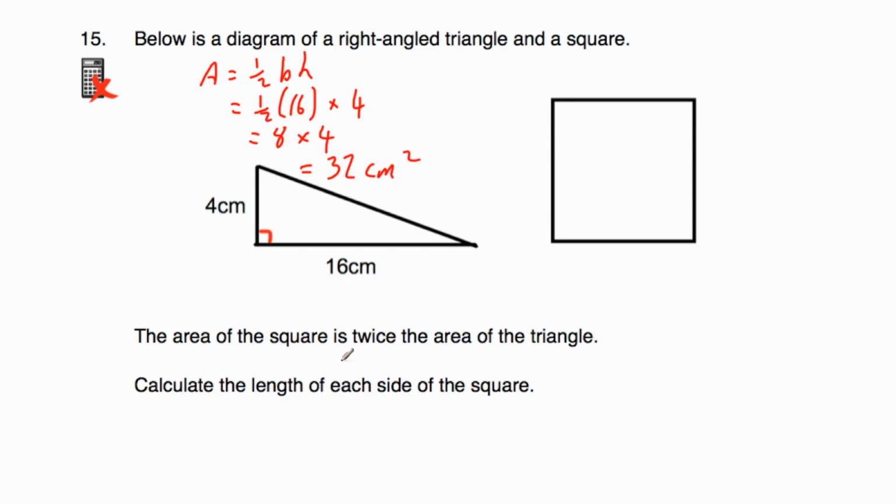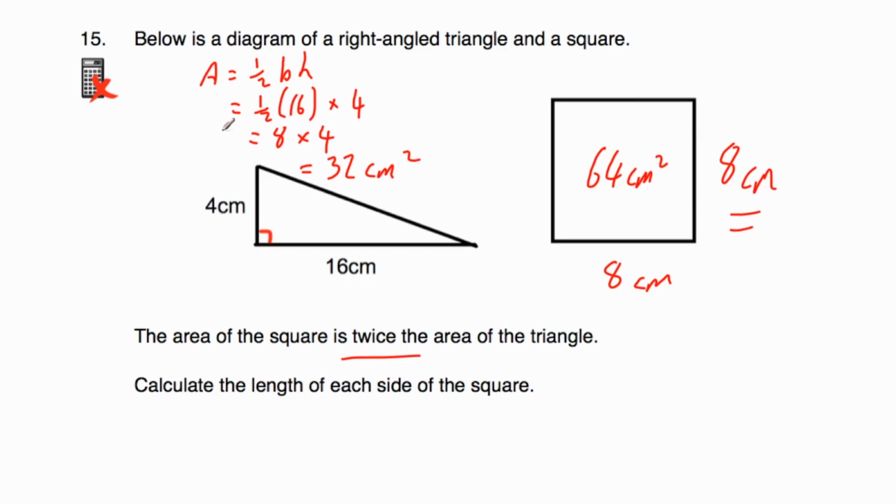Now the area of the square is twice the area of the triangle, so that means that this square has got an area of 64 centimetres squared, double the area of the triangle. Now we've been asked to calculate the length of each side of the square. Now 64 is a nice number, it's a square number. We know that 8 times 8 would be equal to 64. So the length of each side of the square would be 8 centimetres, and that's it. So the answer would be 8 centimetres.